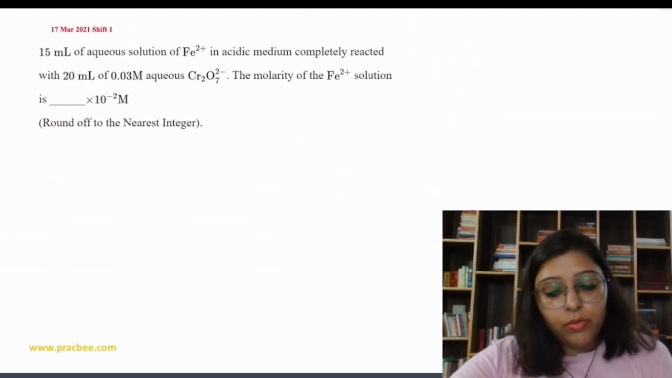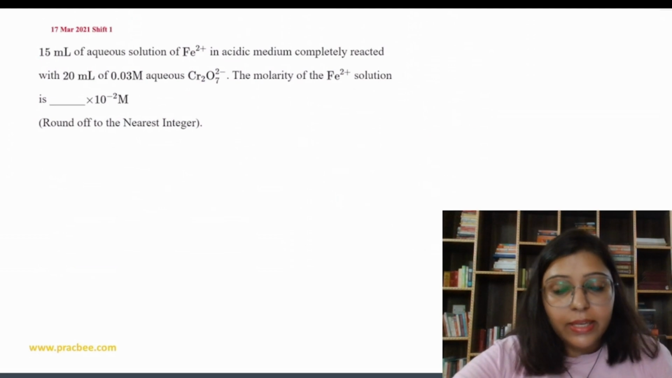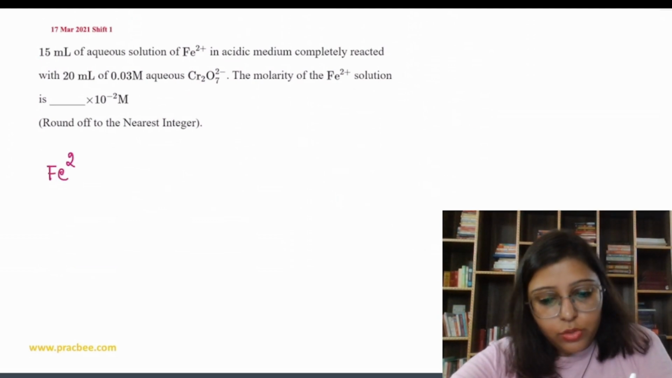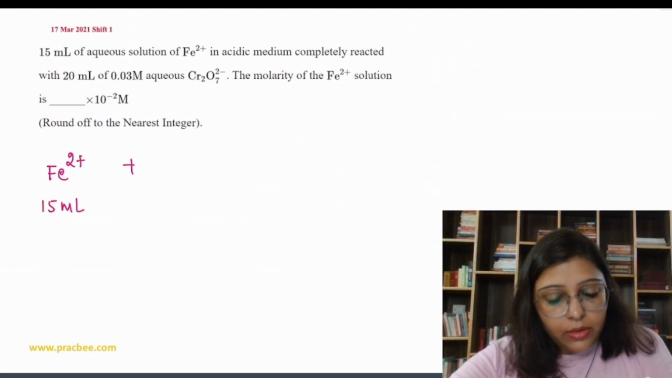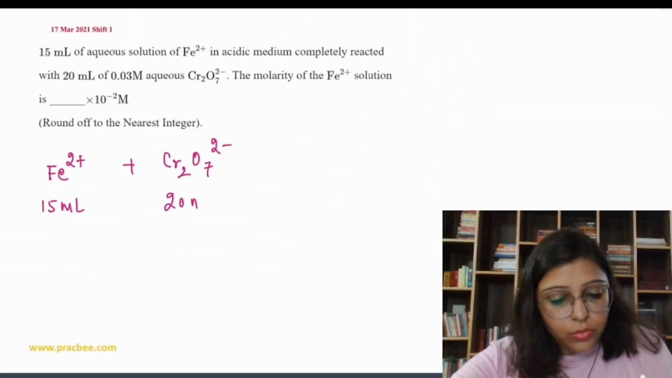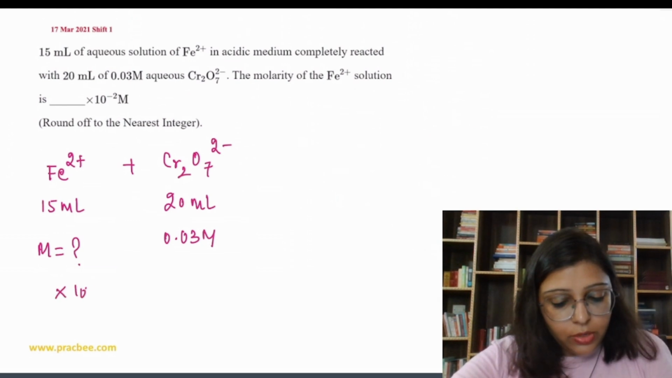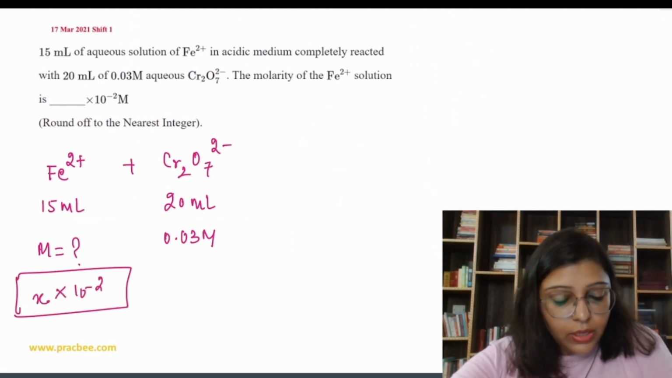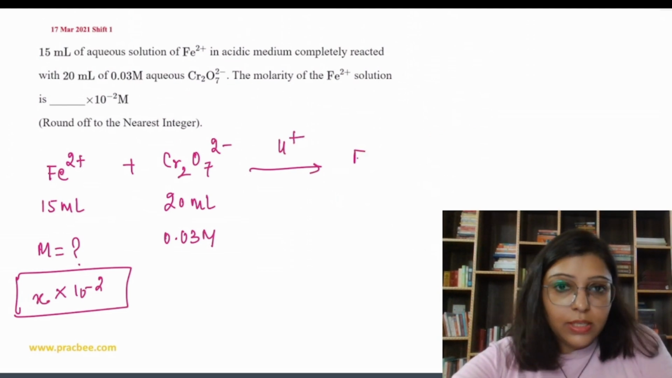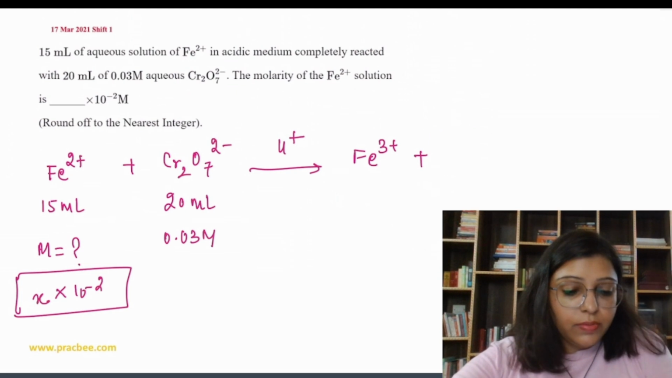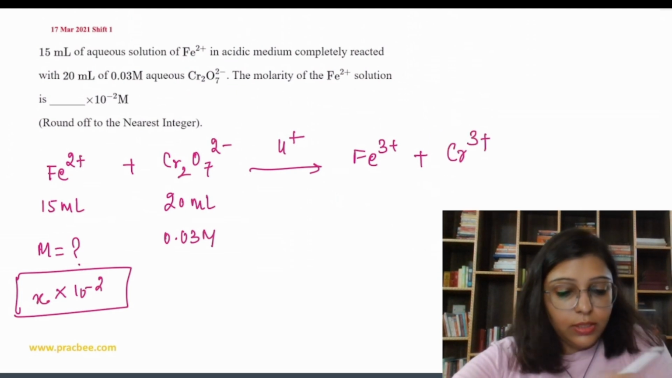So 15 ml of aqueous solution of Fe2+ in acidic medium completely reacted with 20 ml of 0.03 molar dichromate. The molarity of Fe2+ solution is x into 10 to the power minus 2. So see, this is Fe2+ and this is 15 ml. And we have dichromate Cr2O7 2 minus, 20 ml and 0.03 molar. We have to find out the molarity of Fe2+. It means we have to find out the value of x. That is in acidic medium, so Fe2+ is converted to Fe3+ and Cr2O7 chromium is converted to Cr3+.